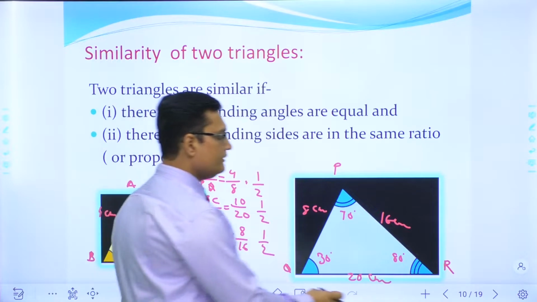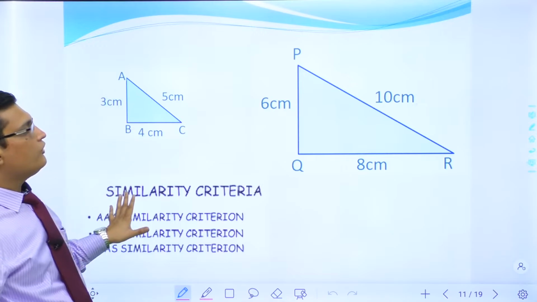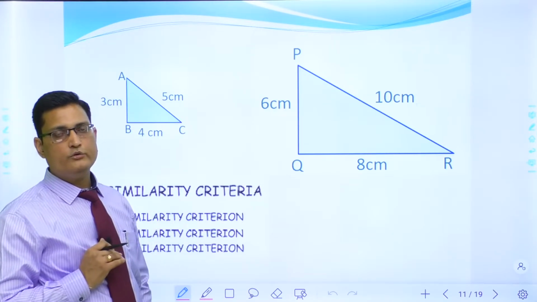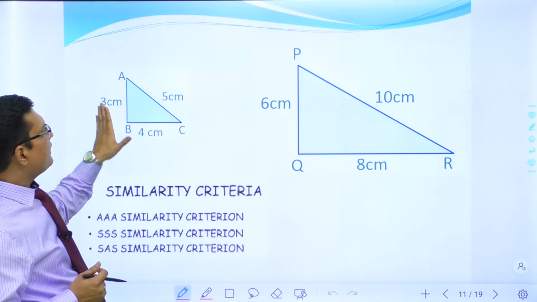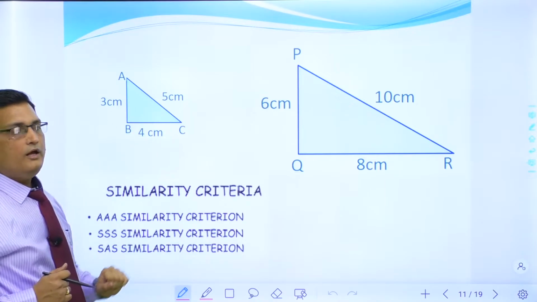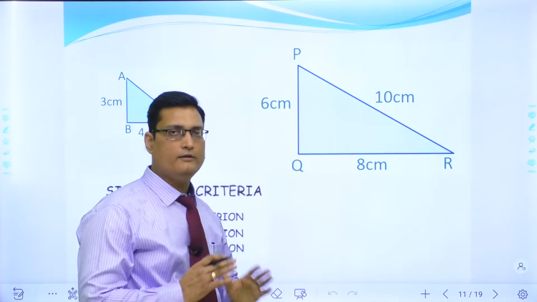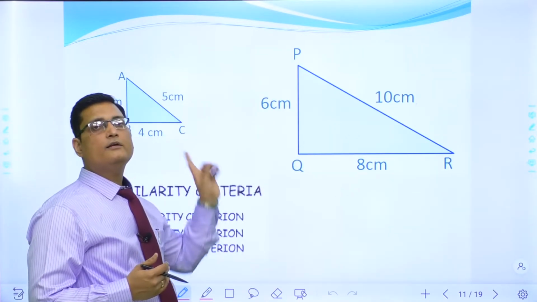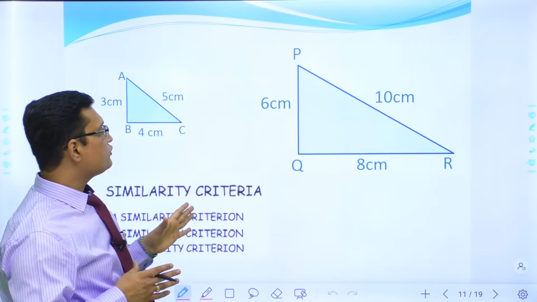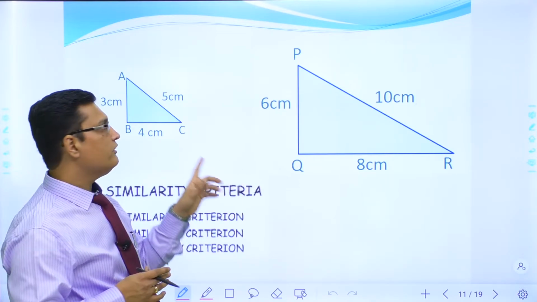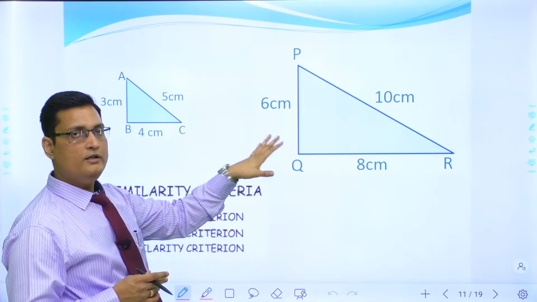Let's take another example here. Now see, on this board I have taken two triangles to explain the same thing. In the first triangle ABC, the sides are given 3, 4 and 5. In the other triangle the sides are 6, 8 and 10. So students, if I say that these two figures are similar, what should be your answer? Yes, the answer should be yes, it is similar, because its sides are changing in the same ratio, or increased in the same ratio.